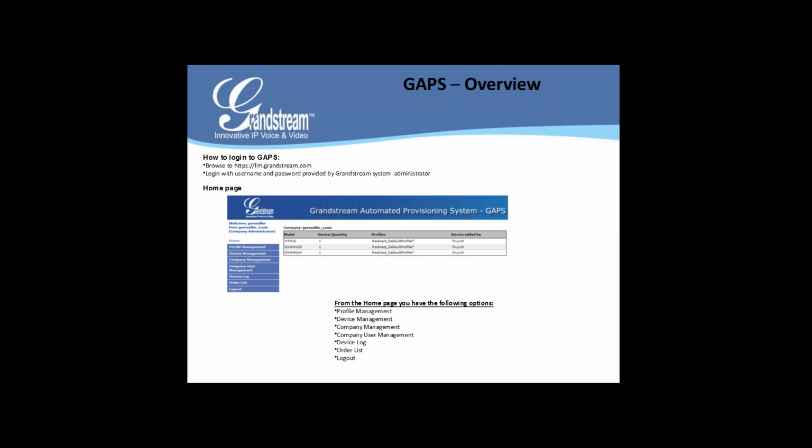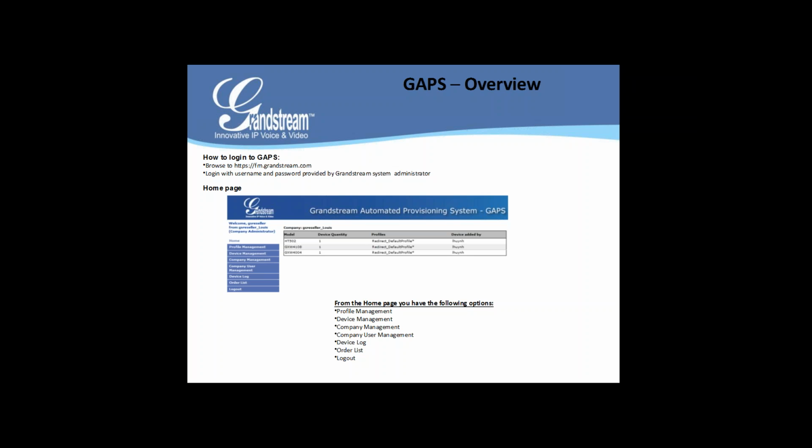Okay. So this is the third method that you can use to automatically provision our endpoints, and it's our web-based GAPS system. It's called the Grandstream Automatic Provisioning Service. This is a service for our distributors and resellers. We'll provide you with an account.